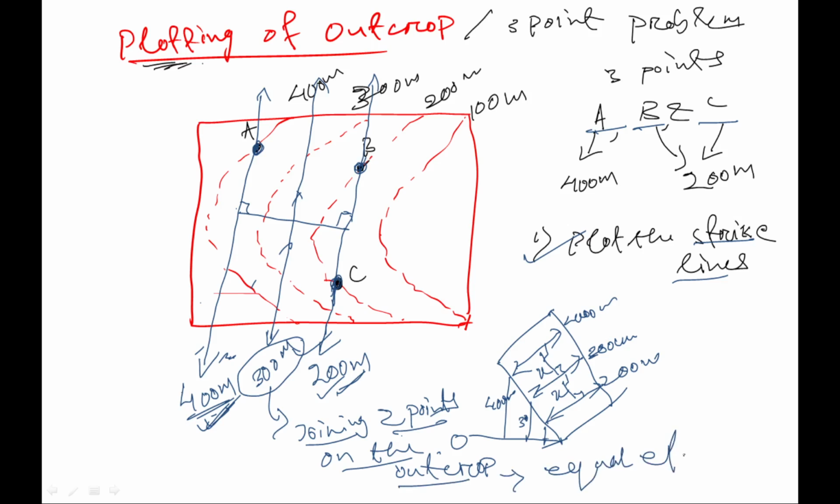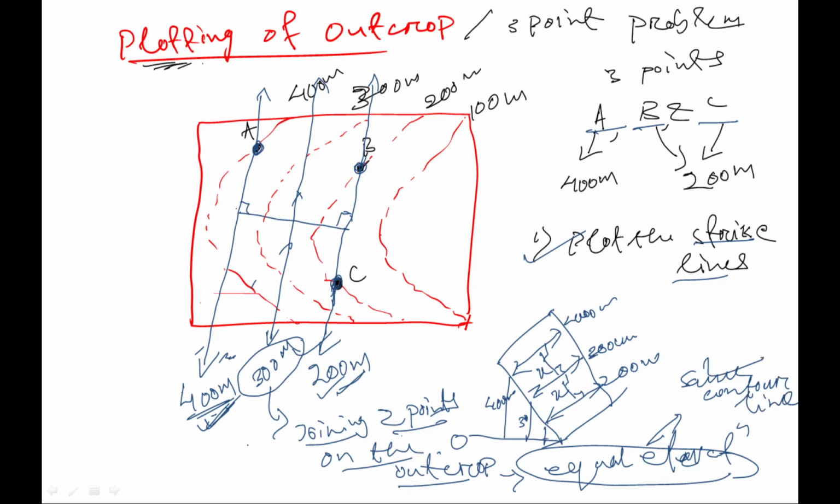Equal elevation means they should be present on the same contour line, right? The 2 points should be present on the same contour line, and they should be present on the outcrop. Then only I can plot the strike line there. So now here I don't have the outcrop.